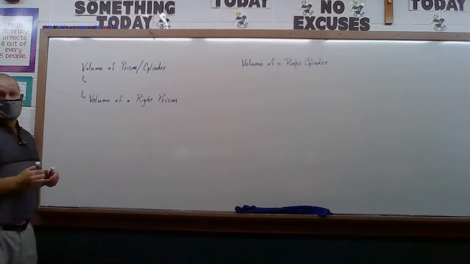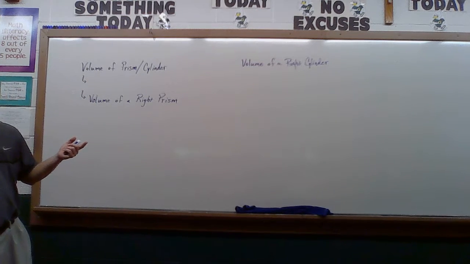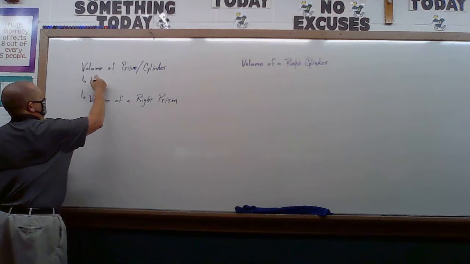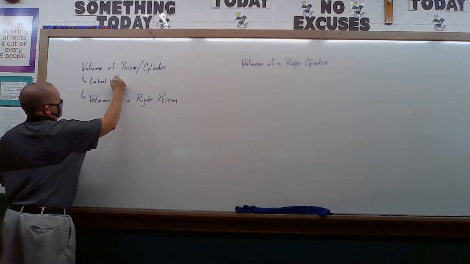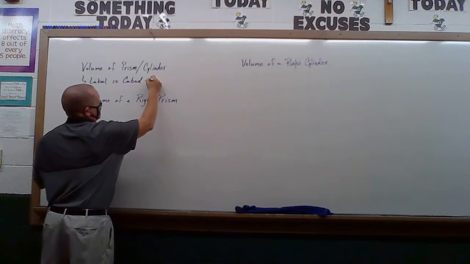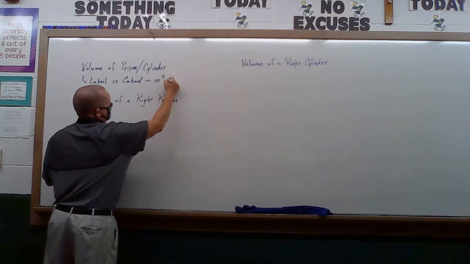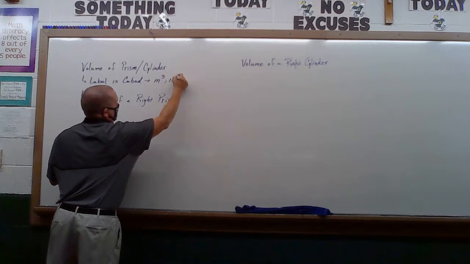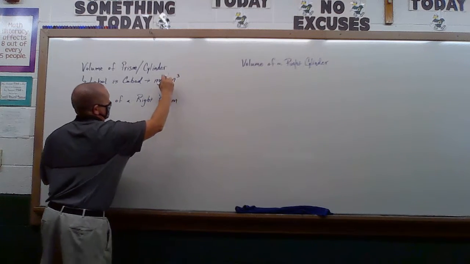my label changes to what? Cubed, right? So the label is cubed. And why is it cubed? Well, basically the same reason that it was squared, right? Now we're going to multiply three things together.